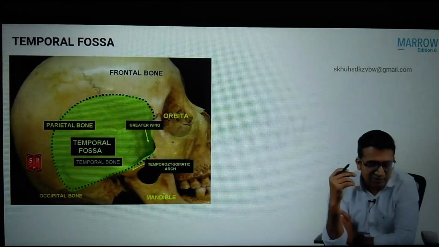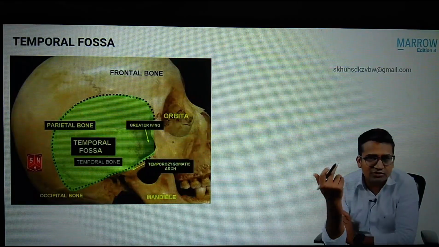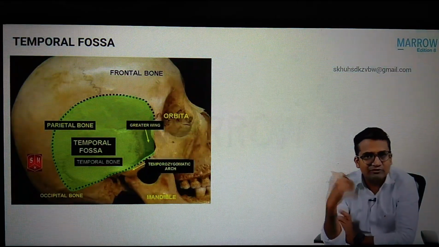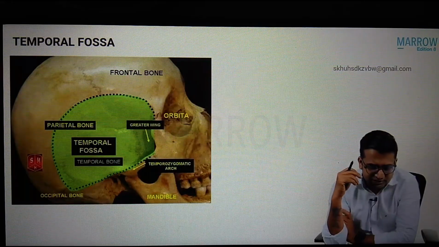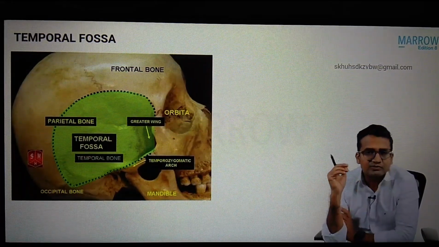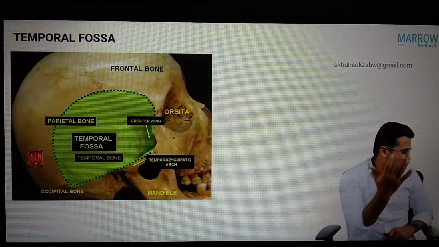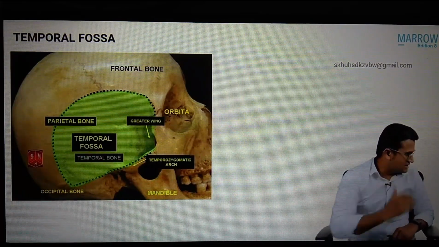So now we're going to start the infratemporal fossa and its contents. First we have to know the boundaries of the temporal fossa so that you get a clear idea about the infratemporal fossa. See the diagram. This is a side view of the skull. You are seeing the skull from the side, the lateral view of the skull.